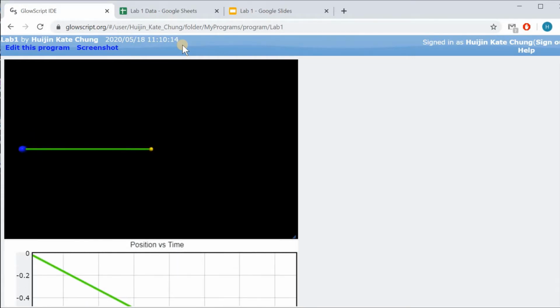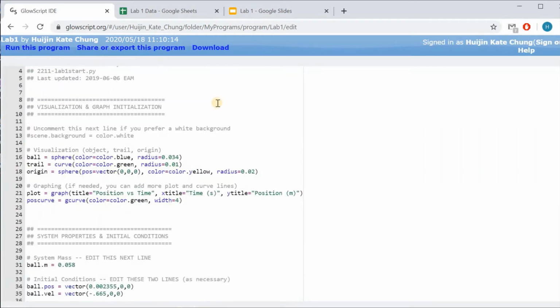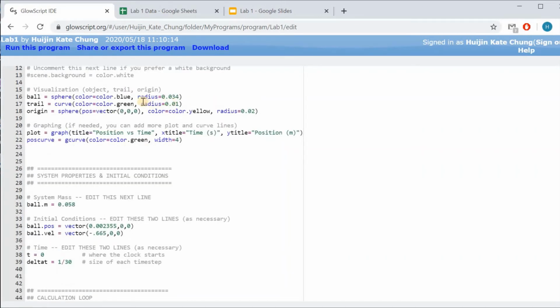Using the GlowScript program, I was able to create a prediction of the motion of the tennis ball. Given the starter code for Lab 1, I modified the code to fit my model. The radius and the mass of the ball were modified to fit the tennis ball.